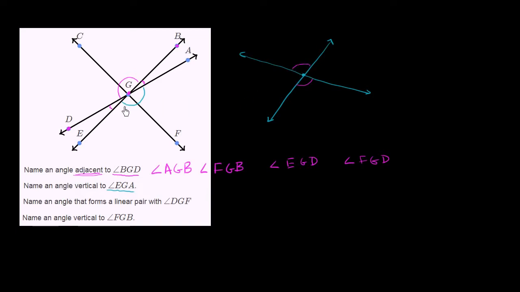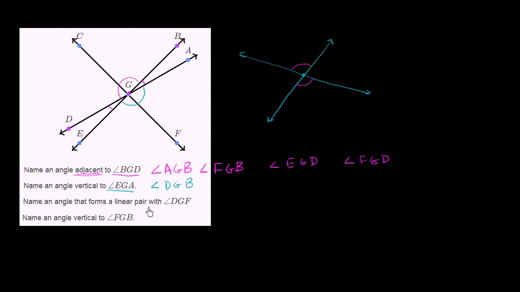So going back to the question, a vertical angle to angle EGA, well, if you imagine the intersection of line EB and line DA, then the non-adjacent angle formed to angle EGA is angle DGB, actually what we already highlighted in magenta right over here. So this is angle DGB, which could also be called angle BGD. These are obviously both referring to this angle up here.